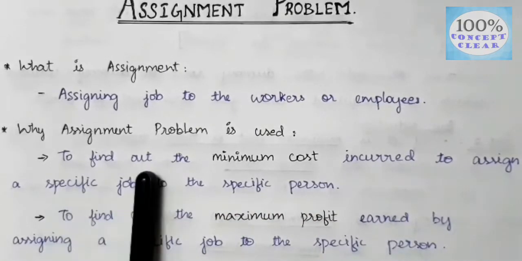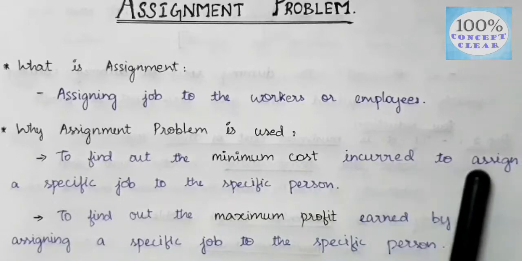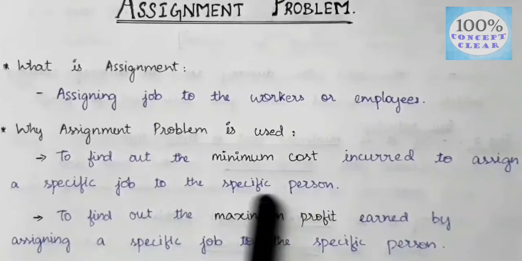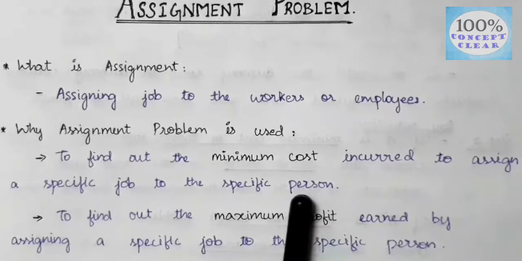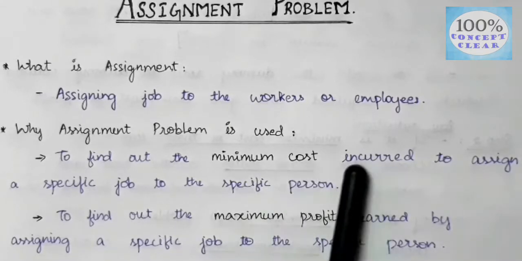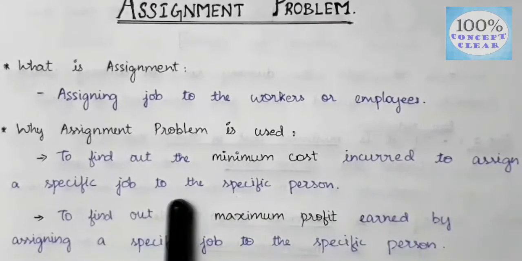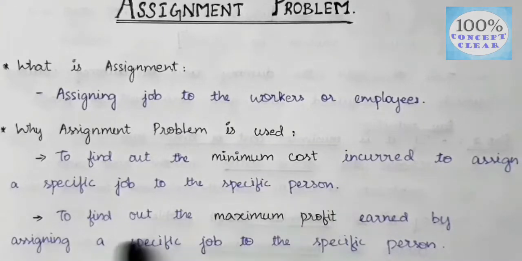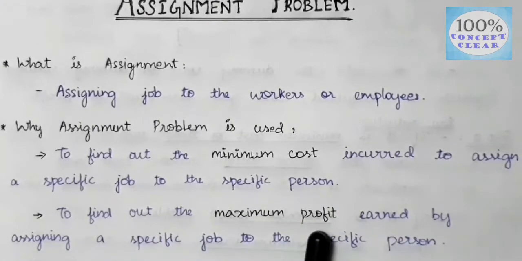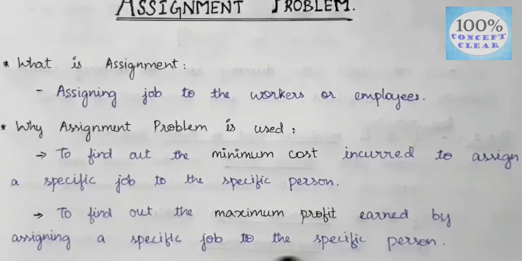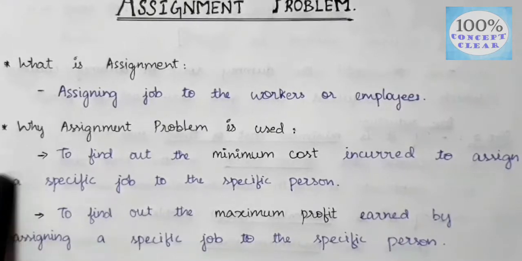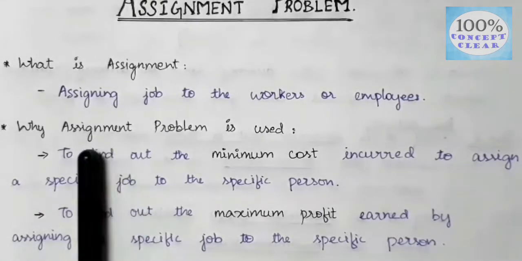Those are to find out the minimum cost incurred to assign a specific job to the specific person. So, what will be the minimum cost incurred for assigning a specific job to the specific person? And second, to find out the maximum profit earned by assigning a specific job to the specific person. So what will be the maximum profit that the company or organization can earn by assigning a job to the person? So these are the two main objectives for performing the assignment problem.